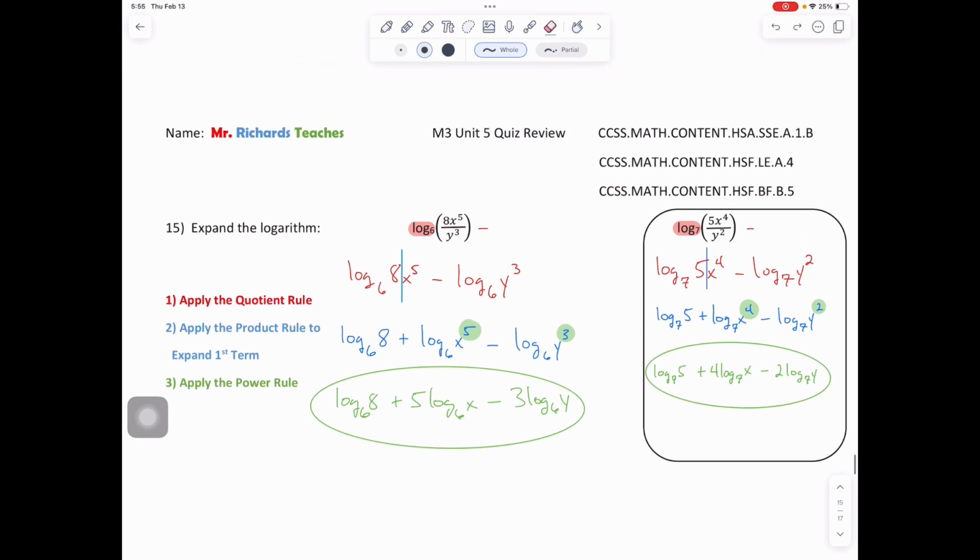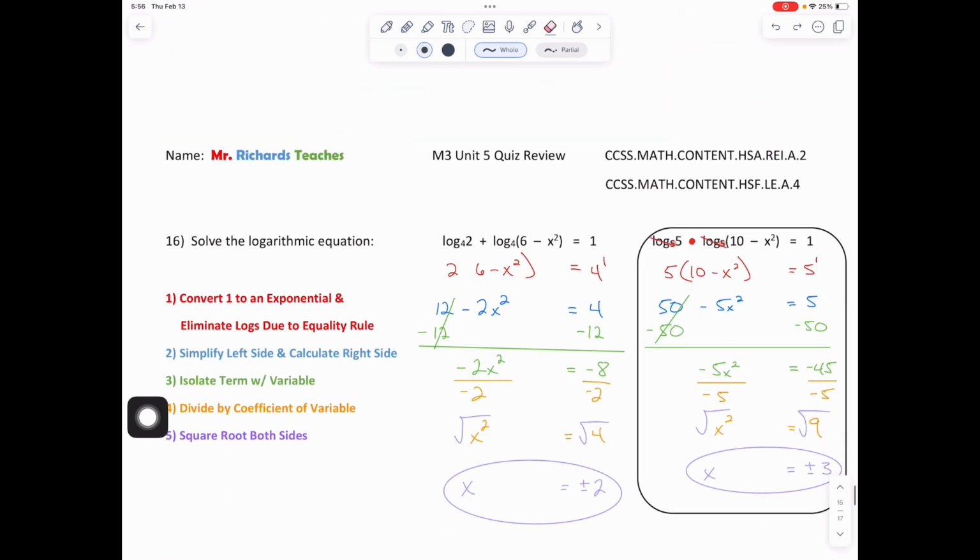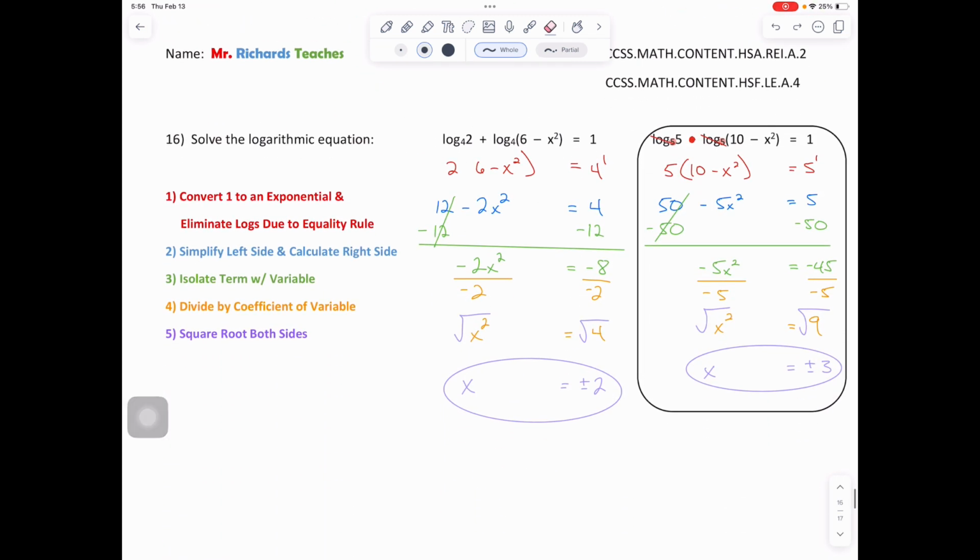For 15, we had to expand the logarithm. You should have log base 7 of 5 plus 4 times log base 7 of x minus 2 times log base 7 of y. And for 16, solve the logarithmic equation, x equals plus or minus 3, because we took the root, and that is a wrap.